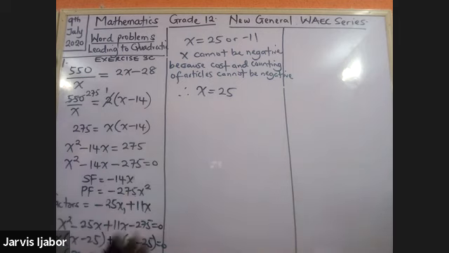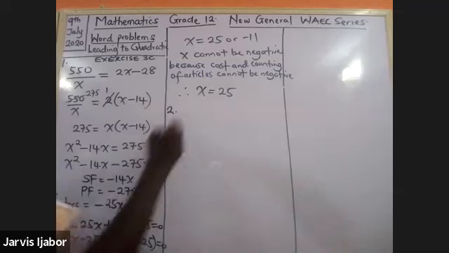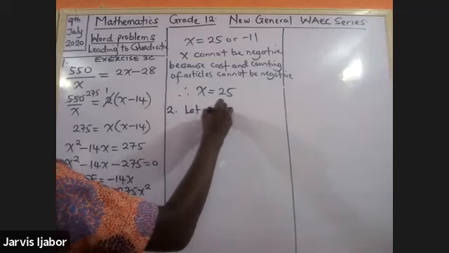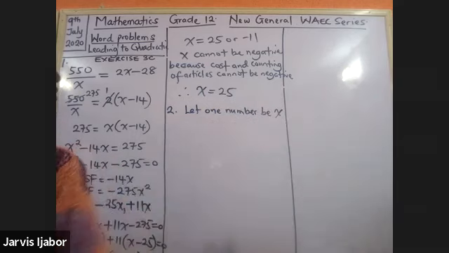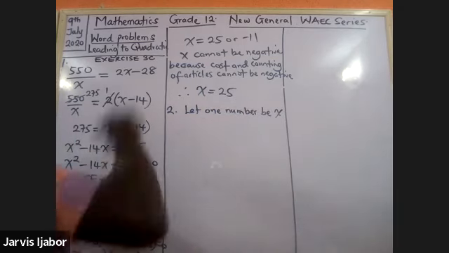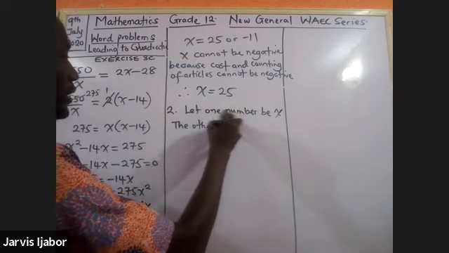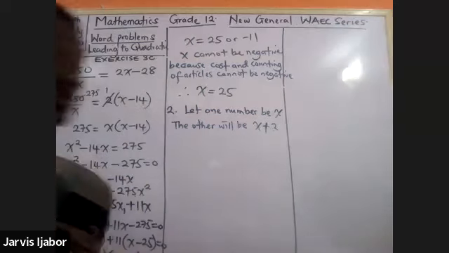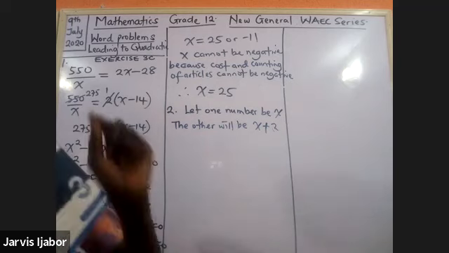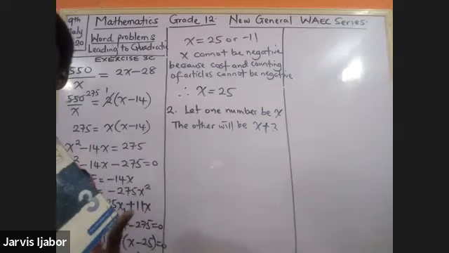All right, number 2. The question says two numbers differ by 2. So let one number be x. If one number is x, the other will be x minus 2. You can say x plus 2. You are correct. Please get this: whether you use x plus 2 or x minus 2 in solving this problem, you are correct.